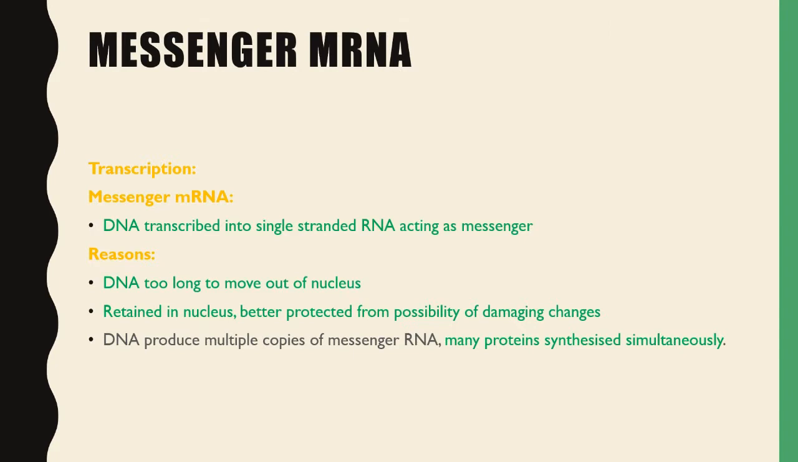With messenger RNA, the DNA will be transcribed into single-stranded RNA, which acts as the messenger. So you have DNA with a double helix that will be transformed into single-stranded RNA. The reason for this is that DNA is too large to move out of the nucleus, and you're better to keep the DNA in the nucleus, as it's better protected from the possibility of damaging changes. Therefore, when DNA produces multiple copies of messenger RNA, many proteins can be synthesized simultaneously.